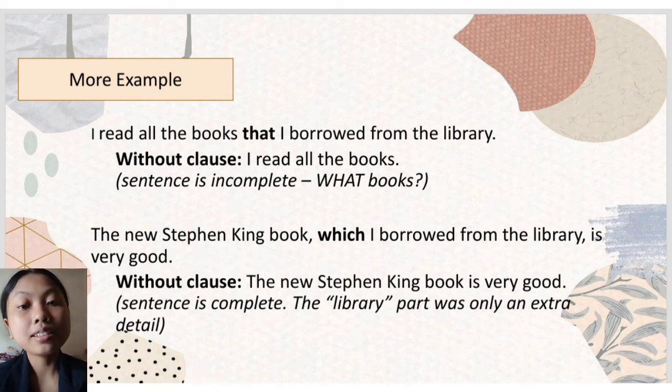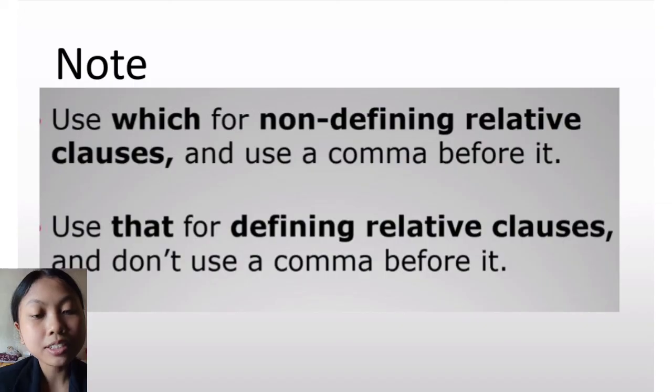And the last part here in our presentation today is about the difference between the use of which and that for a relative clause. The first one is, we use which for non-defining relative clauses and use a comma before it. And then we use that for defining relative clauses and we don't use a comma before it.